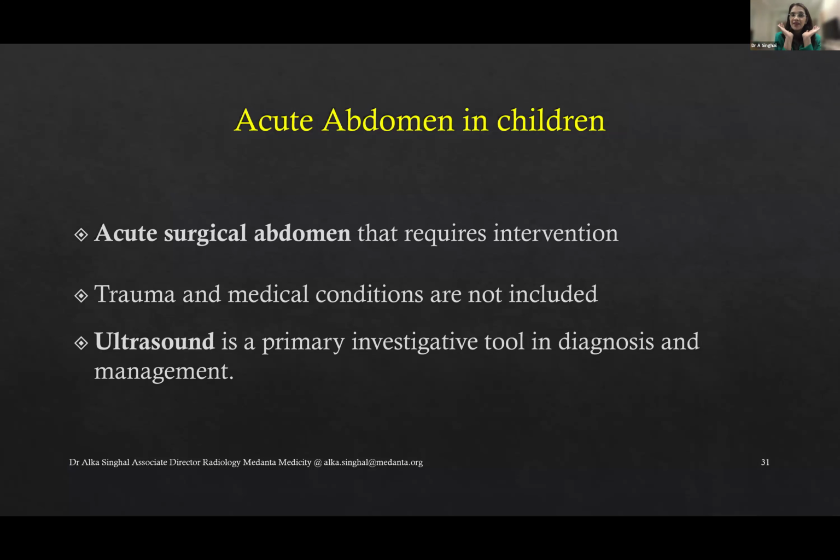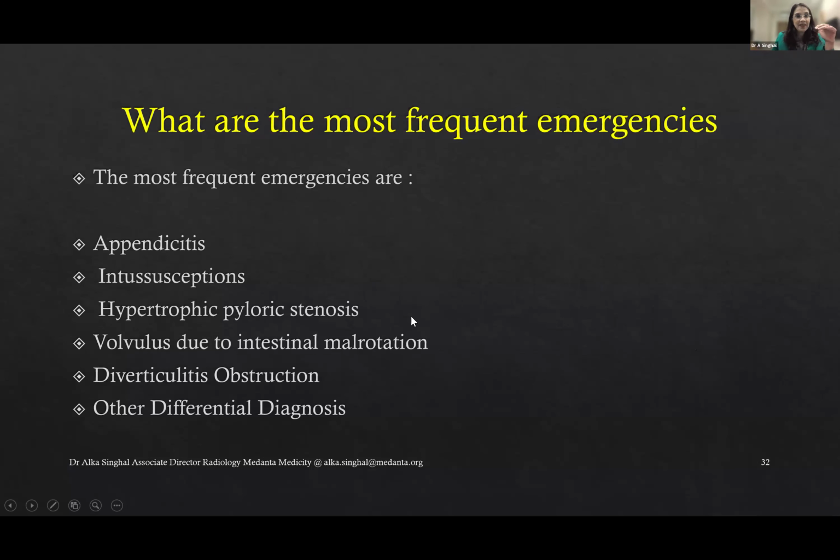I mean, something that needs urgent surgical attention, like a torsion of the testis or epididymis, or a ruptured ectopic pregnancy. Those are the things we must be able to diagnose. So here, like trauma and medical conditions, we've covered a bit of trauma already, and ultrasound is a primary tool. Common emergencies in the GIT in the pediatric age group are appendicitis, intussusception, hypertrophic pyloric stenosis, volvulus, diverticulitis, others, right? Now let's see.